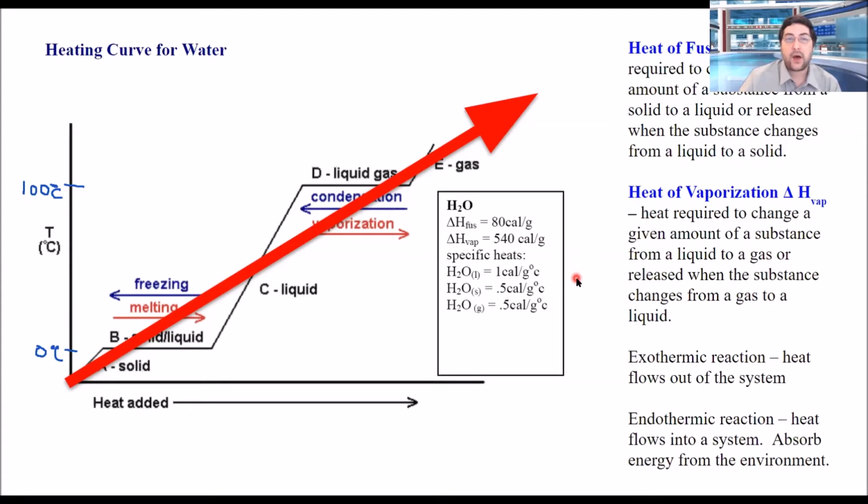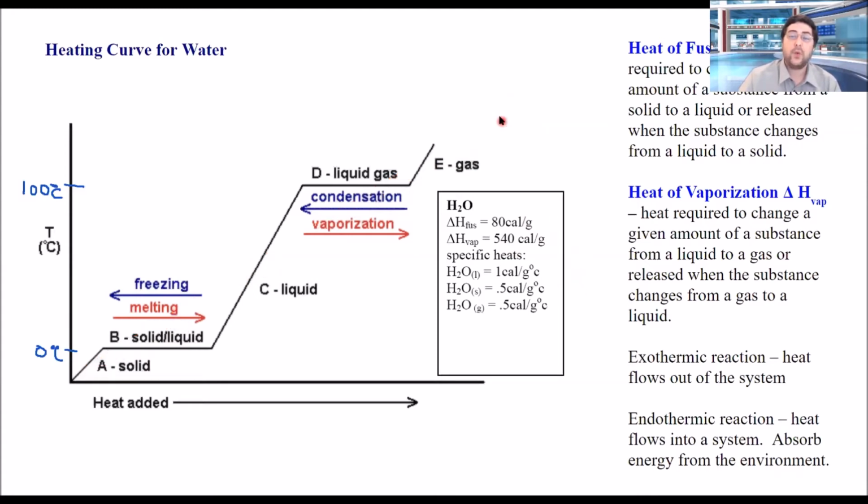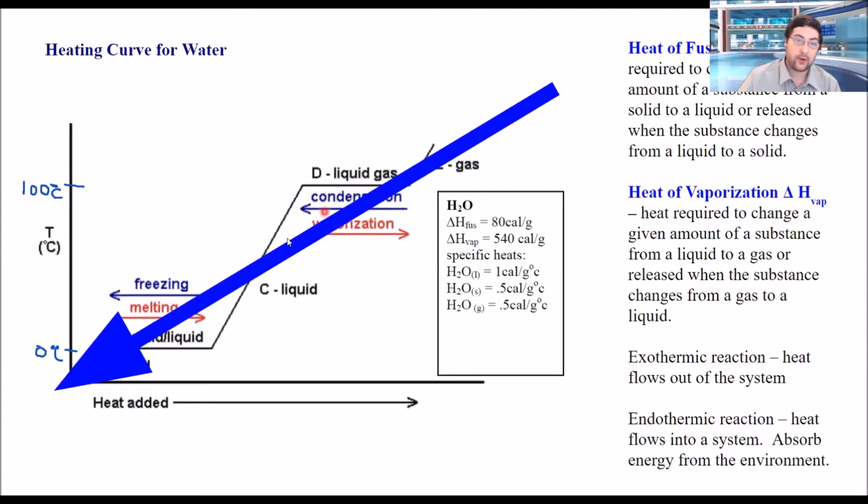And in that case, these values here would be positive numbers, positive 80 calories per gram and positive 540 calories per gram. However, if we are removing heat, okay, we're taking heat out, then in that case, that's an exothermic reaction. If you're losing heat, exo, exit, okay? And so if we're losing heat, then we're going to have a negative slope to our graph, okay? So all of the heat is being lost in this case. We're losing energy. And so in that case, these numbers right here would need to be negatives, okay? So it would be negative 80 calories per gram or negative 540 calories per gram.